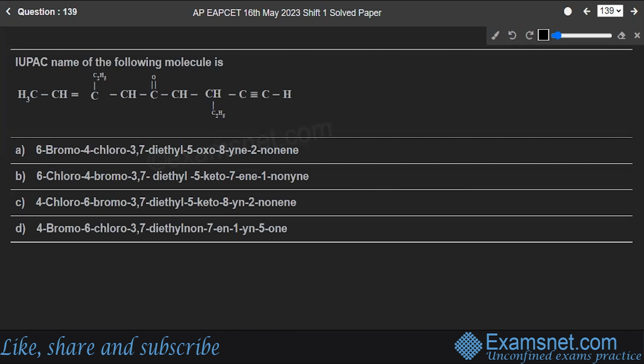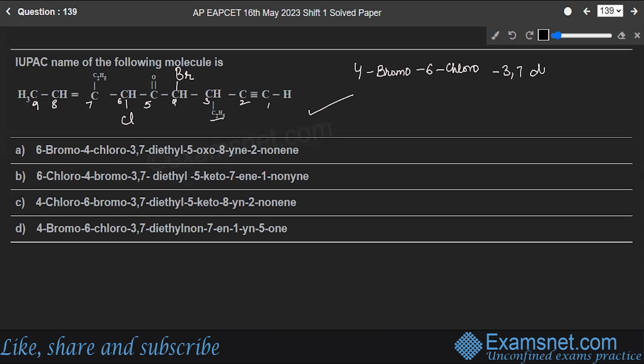Okay, here is question number 139. You have to tell the IUPAC name for the following molecule. Let's go. That's number 1, 2, 3, 4, 5, 6, 7, 8, and 9. I have numbered the carbon atoms. There are a total of 9 carbon atoms. Let's name at the fourth one, you have a bromine atom attached. So 4-bromo. 6 has a chlorine attached to it. So 6-chloro. And then you have 3 and 7. They have the ethyls.